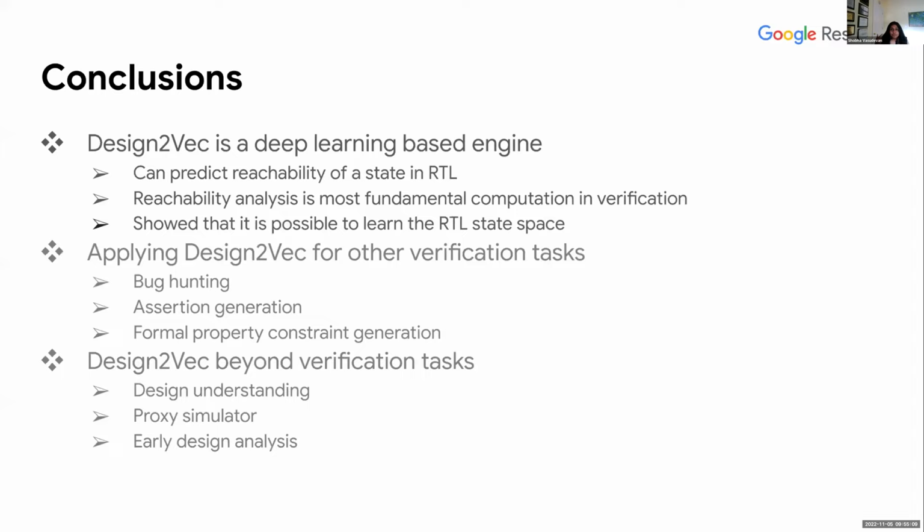We can use this technology as a proxy simulator. We can use it for early design analysis, for design understanding, debugging, and so on. So bug hunting, assertion generation, the list is pretty endless if you think of it. Once you're in the realm of deep neural networks and you've made something work from a representation learning standpoint, then the sky is the limit, as we've seen with natural language and other models.